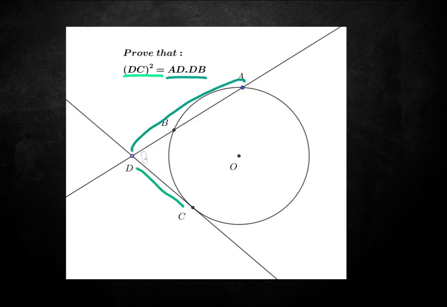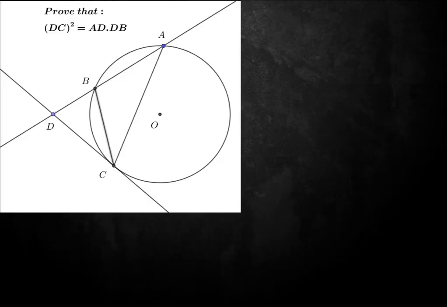So if you take DC and then AD and DB, you have to say that DC squared is equal to AD times DB. So we are going to redraw here. We have two chords, or segments, BC and AC, which we added to the sketch to make things easier for us.